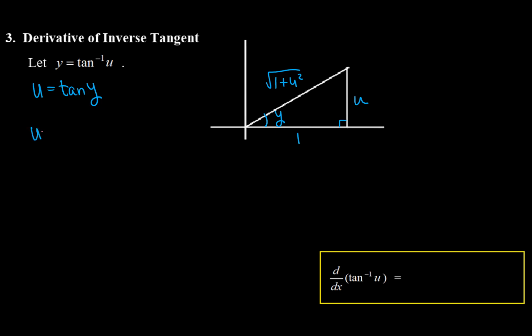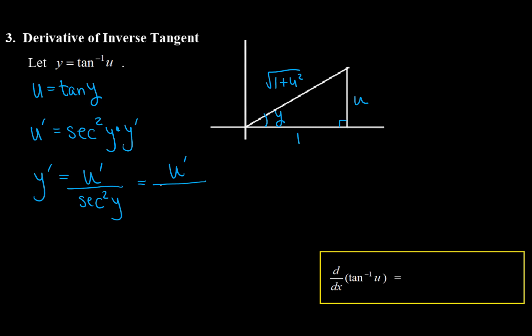And then if I take the derivative, remember that the derivative of the tangent is the secant squared. And then don't forget that y prime. Then I'm going to solve for y prime. So y prime equals u prime divided by the secant squared of y. And then I replace the secant squared of y using this reference triangle.